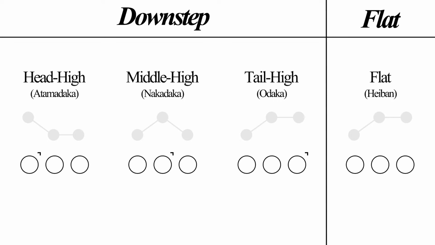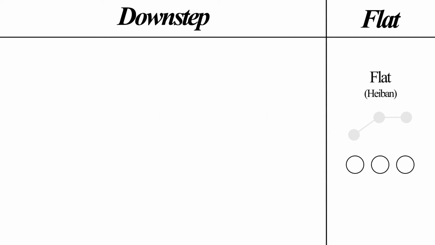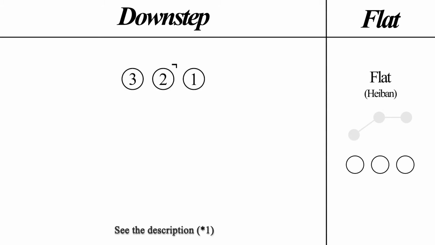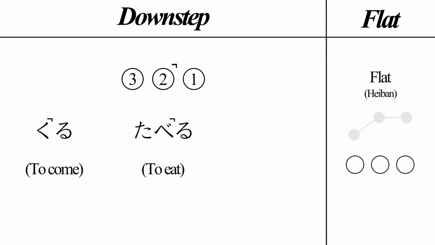As I mentioned in Introduction to Japanese Pitch Accent, patterns are categorized into 2 groups, downstep type and flat type. In the downstep type group, there are 3 different patterns. But for verbs, you don't have to worry about these patterns because in the downstep type verbs, the accent falls on the second to the last mora. For example, 来る、食べる、集まる. All of these verbs are downstep type verbs, so the accent falls on the second to the last mora.